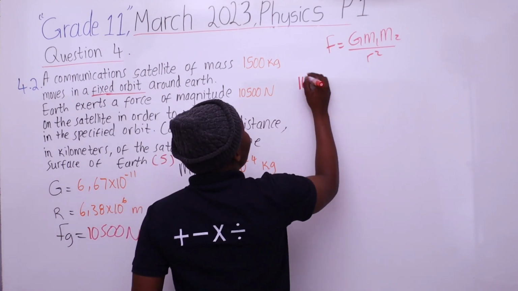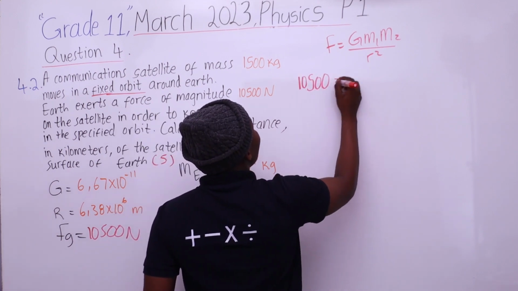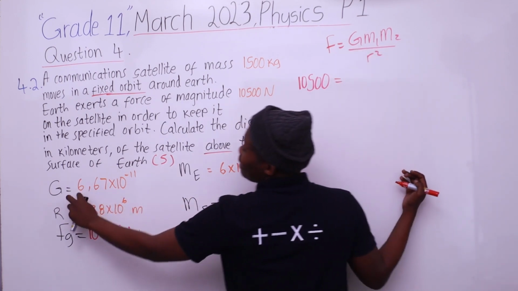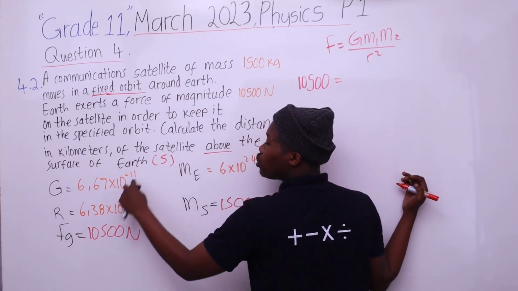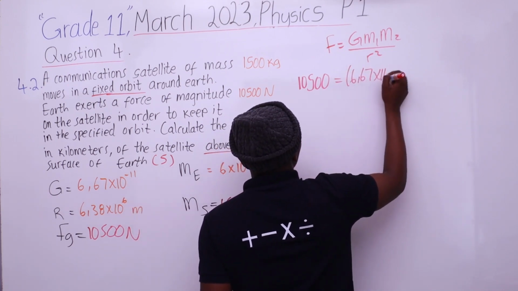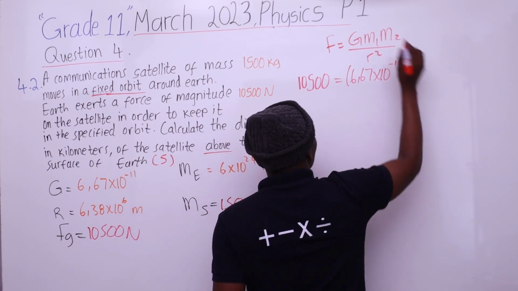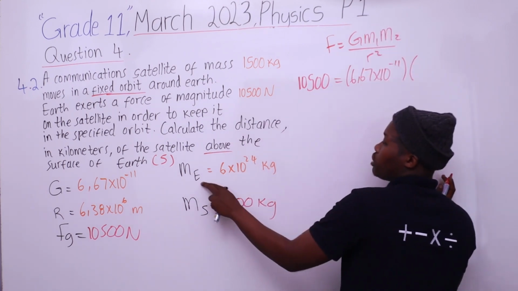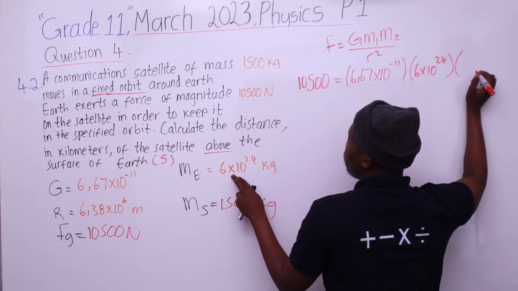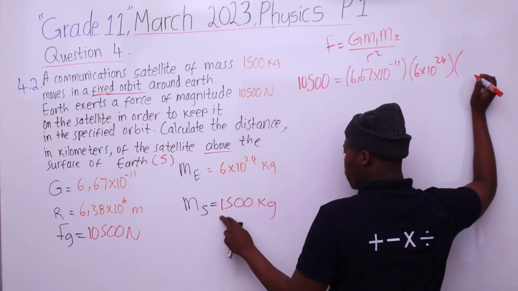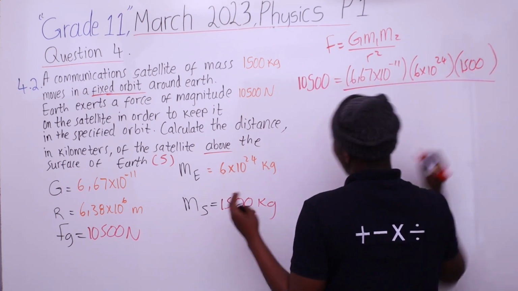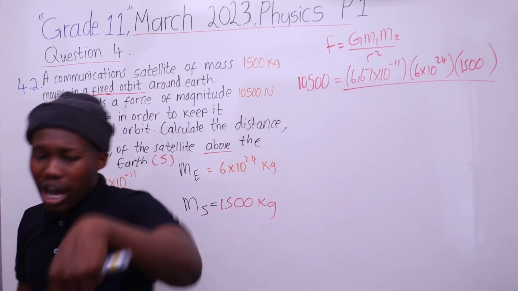So 10,500 is equals to u-G. It is a constant. Unikeziwe kwi-data sheet as 6,67 times 10 to the minus 11. So 6,67 times 10 to the minus 11. Mass 1 as mass of the earth. So 6 times 10 to the power 24. Mass 2, obviously, mass of the satellite, 1,500. So divide kuba. R squared.